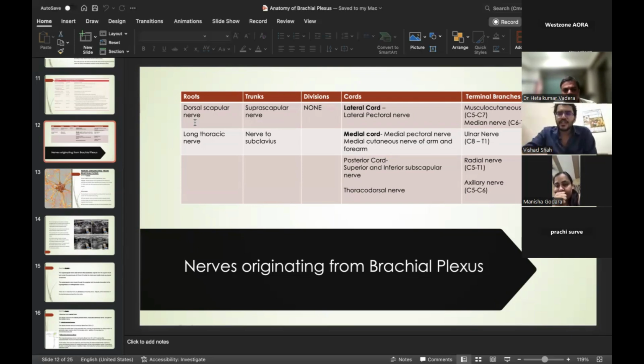Sir, it might cause winging of the scapula in case of damage to the long thoracic nerve, as it is supplying the serratus anterior. So how will you prevent it? You read it afterwards. This question can be asked. That's why I'm asking. So how will you prevent it?